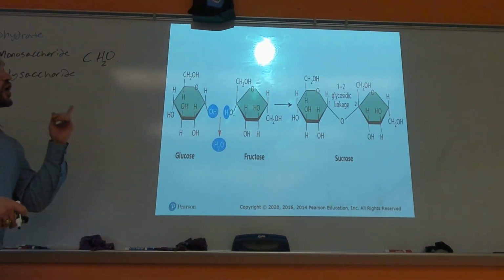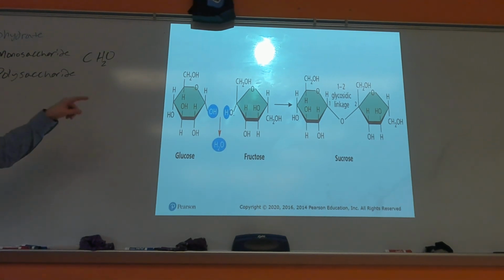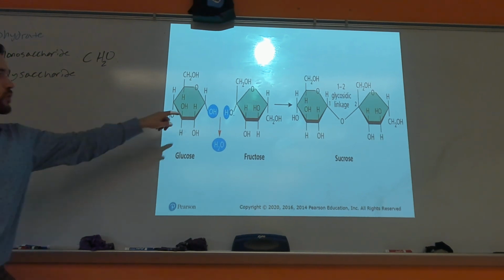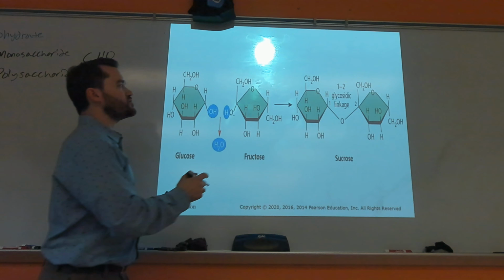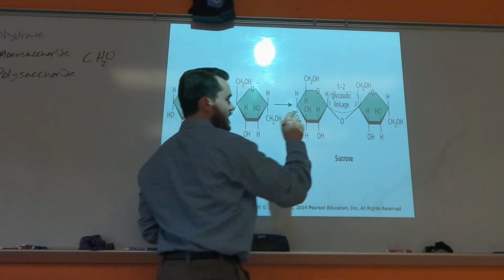That's good. Okay, so now we're going to talk about how these monosaccharides, like glucose and fructose, would form polysaccharides. They're going to do that through the dehydration synthesis that we went over last class. So remember, you're going to remove a water, and then they're going to form what's called a glycosidic linkage. So you need to know that word.